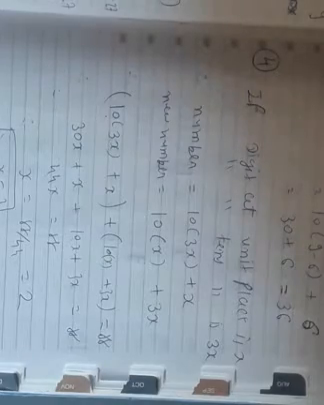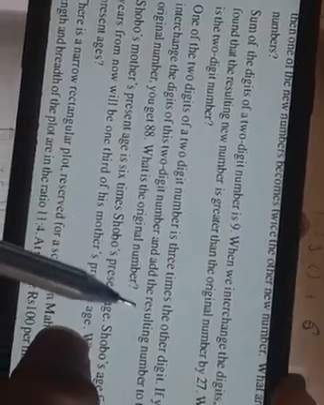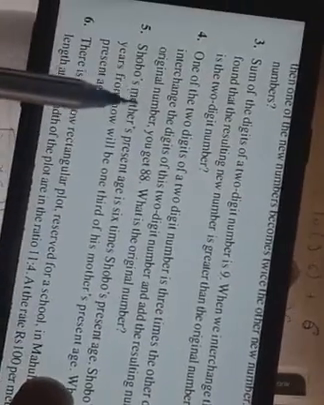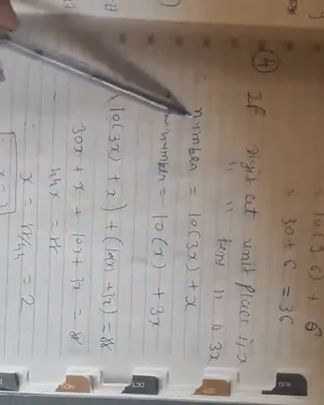Now what is the second condition? If you interchange the digits of this two-digit number and add the resulting number to the original number, you get 88. We have to interchange the digits, and then the new number gets added to the older number, and the answer is 88.